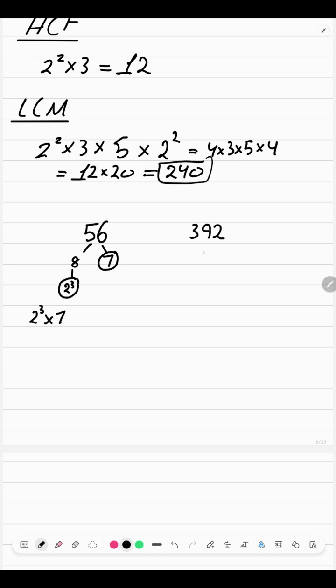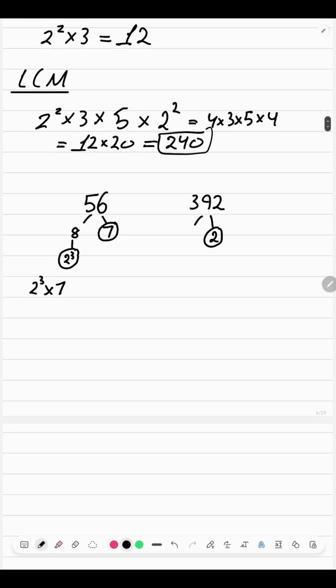392. We can divide that by 2. So 2 here. And then 392 divided by 2, what would that be? That would be 196. And then 196, we can divide that by 2 and we'd get 98.